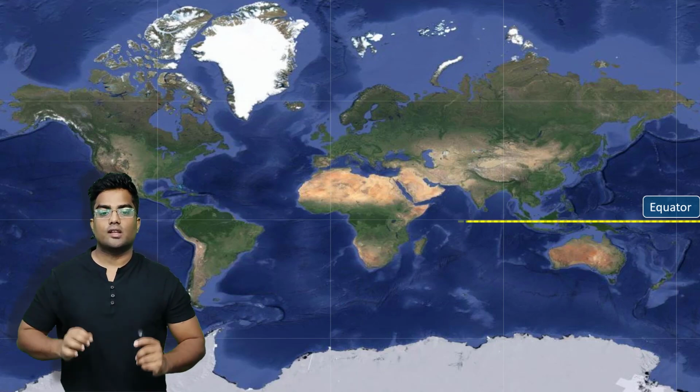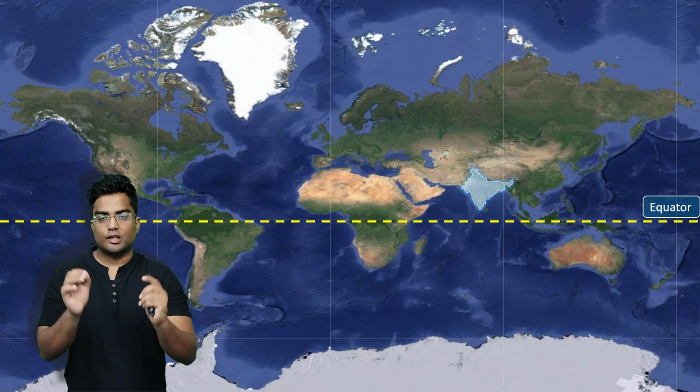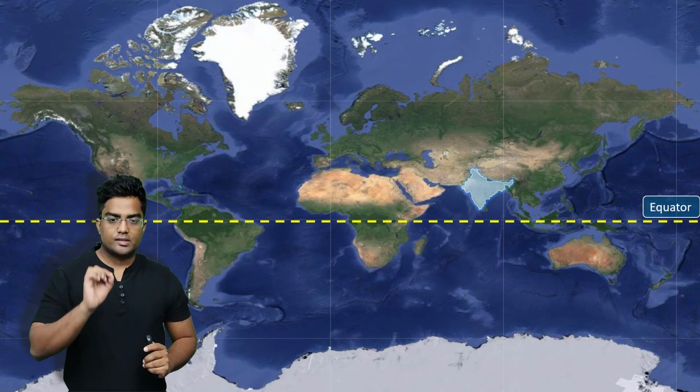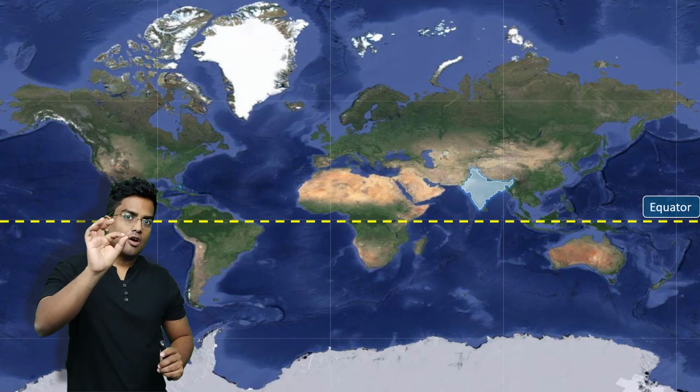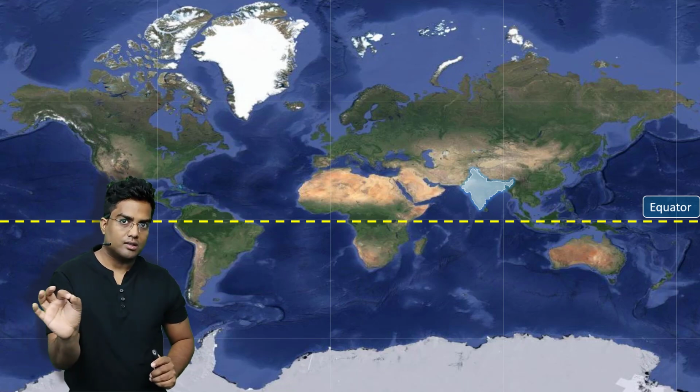But let's say we want to locate India in terms of numericals, numbers. So how do we do that? Let's start by splitting the map into half. And the line that splits the map into two halves is known as the equator. So this is the equator and it splits the map into two halves. As you can see, our country India is located on the northern part of the line.